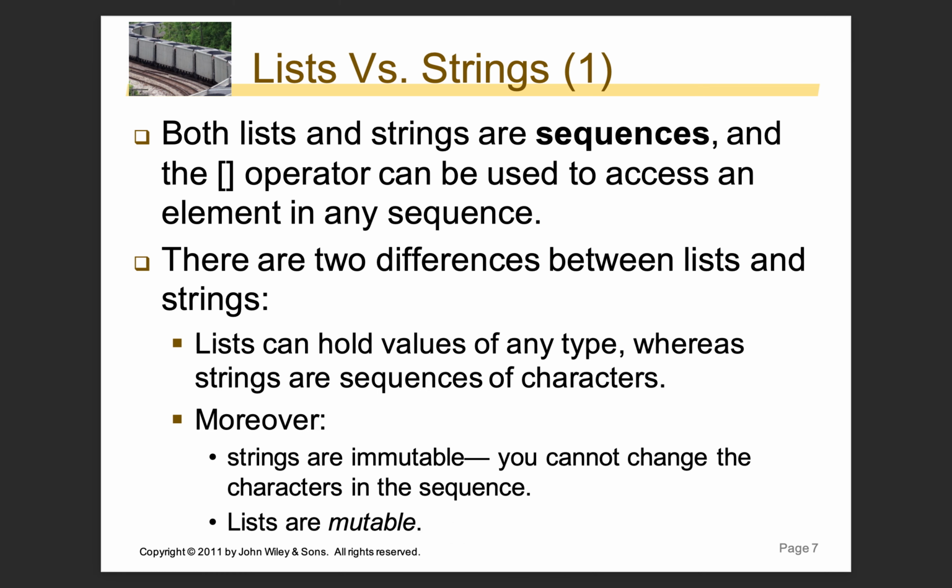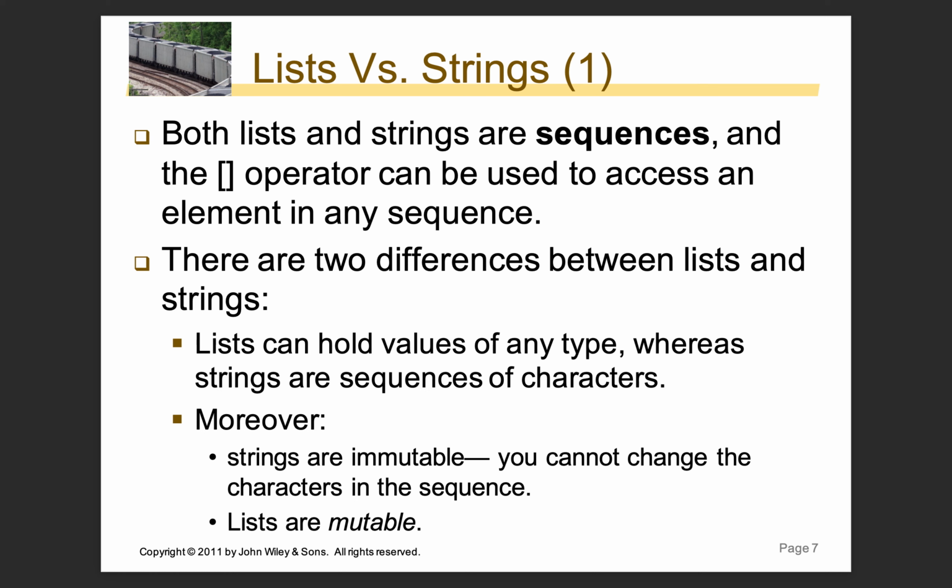Okay, both lists and strings are sequences, and the square bracket operator can be used to access an element in any sequence. So we've seen in strings, if you wanted to access some of the elements in a string, you could use the square brackets operator. Lists are also sequences, so you can use the square brackets operator to access elements from those. There are two differences between lists and strings. Lists can hold values of any type, whereas strings are sequences of characters.